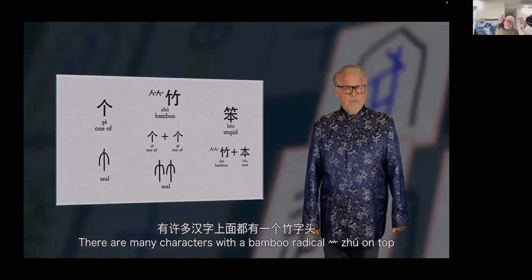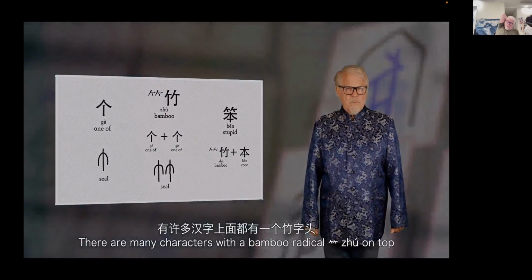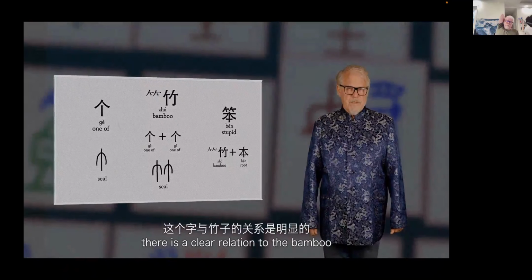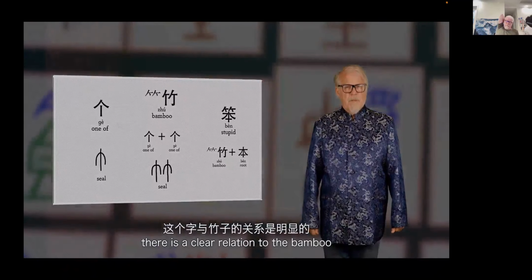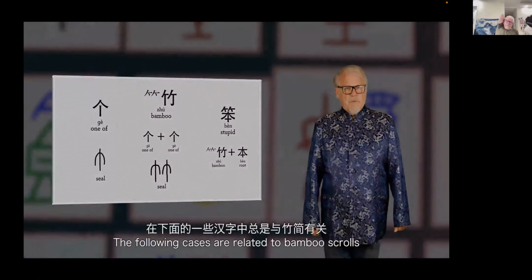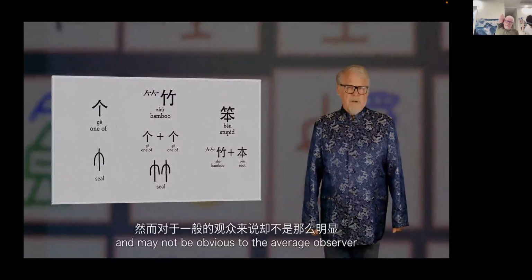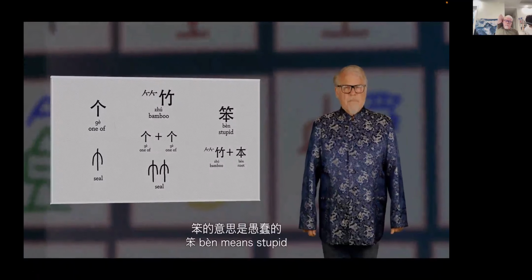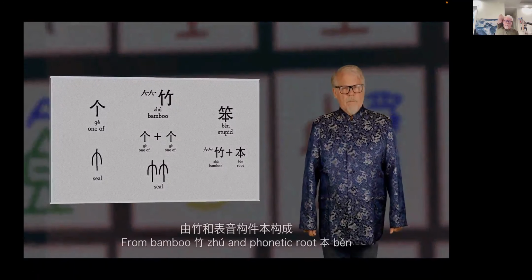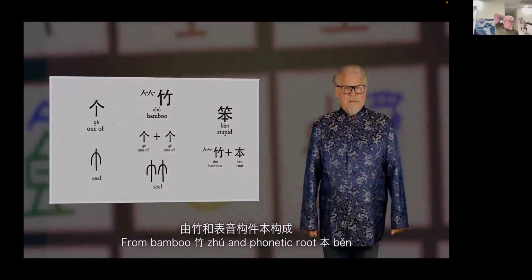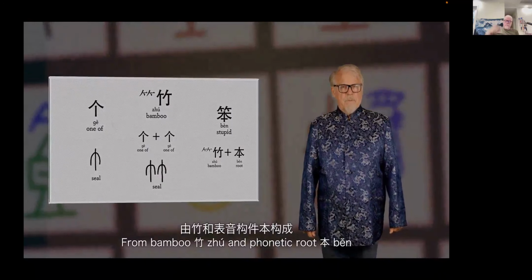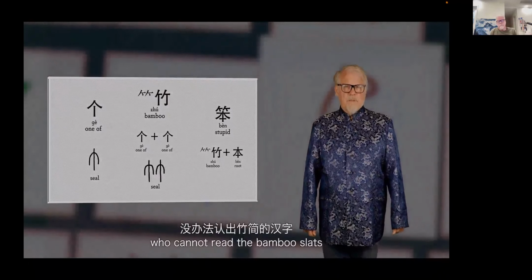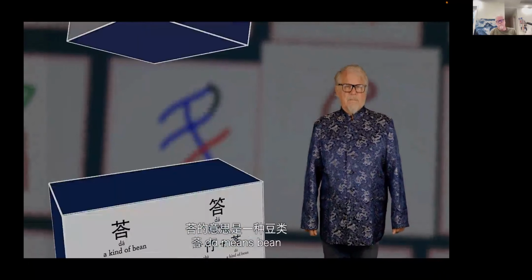There are many characters with a bamboo radical, zhu, on top. In most cases, there is a clear relationship to bamboo. The following cases are related to bamboo scrolls and may not be obvious to the average observer. Bun means stupid. From bamboo, zhu, and phonetic root, bun. This indicates a person who cannot read the bamboo slats.